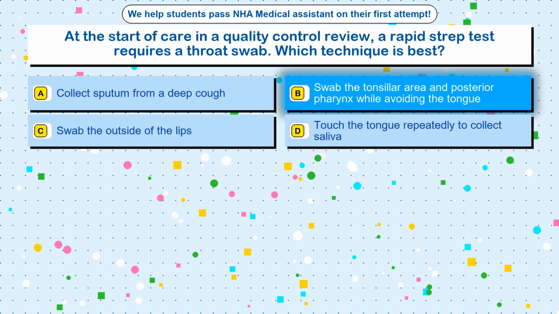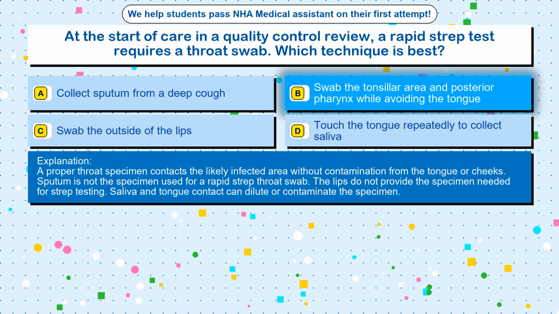Swab the tonsillar area and posterior pharynx while avoiding the tongue. A proper throat specimen contacts the likely infected area without contamination from the tongue or cheeks. Sputum is not the specimen used for a rapid strep throat swab. The lips do not provide the specimen needed for strep testing. Saliva and tongue contact can dilute or contaminate the specimen.